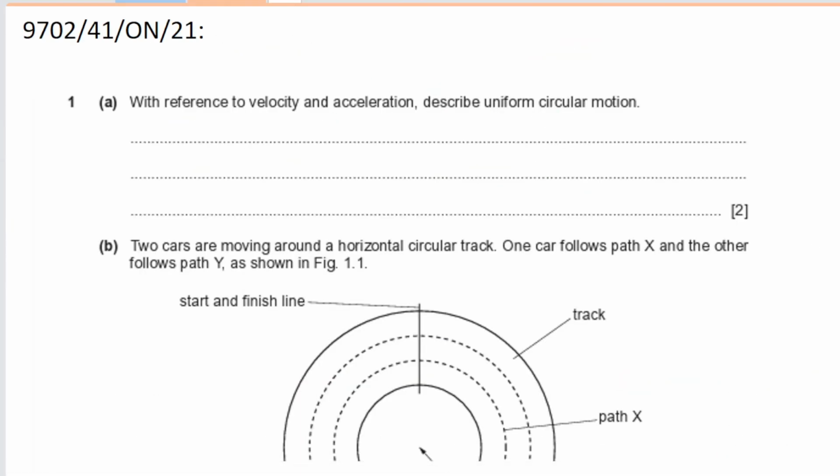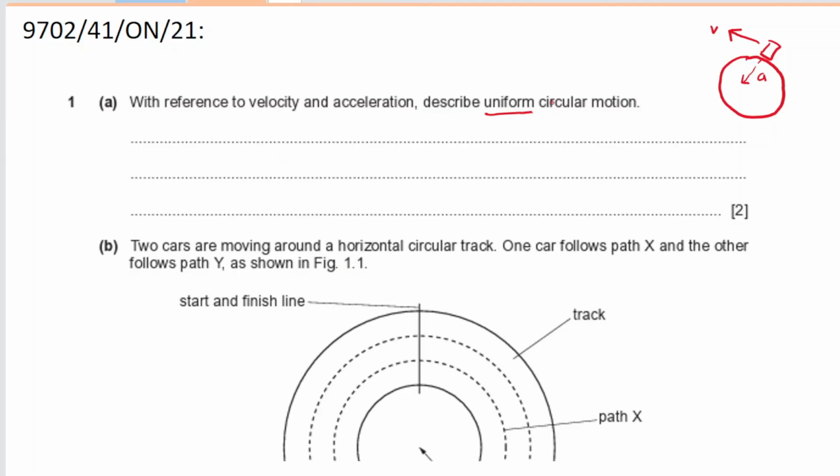Okay, let's go to the last question of this paper. This is from ON21 as well. With reference to velocity and acceleration, describe uniform circular motion. I hope you're familiar with these kinds of definition questions by now. In circular motion, they're always looking for perpendicular stuff in the definition. If an object is moving with this velocity like this, there's always a perpendicular acceleration to this velocity, which makes it go in a circular motion, right? So that's the first part.